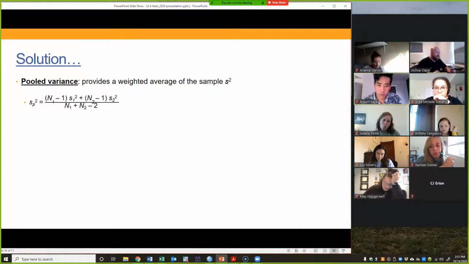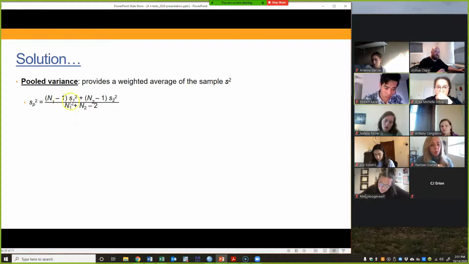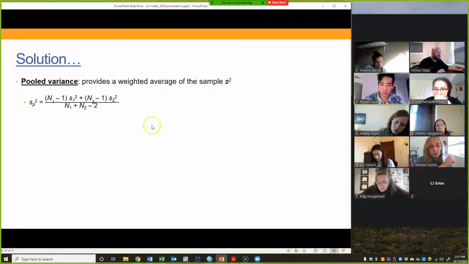So if I'm doing that, I want to give the sample that has more people in it more weight than the sample with fewer people, because I'm assuming the sample with more people is a more precise estimate, right? And so here, we've gone through and weighted based on sample size in generating our estimate of our population variance. Okay.